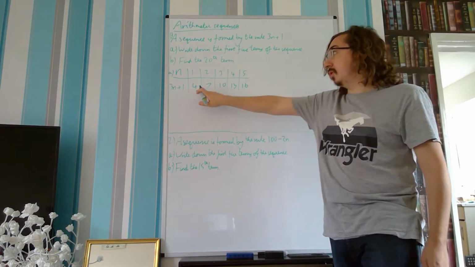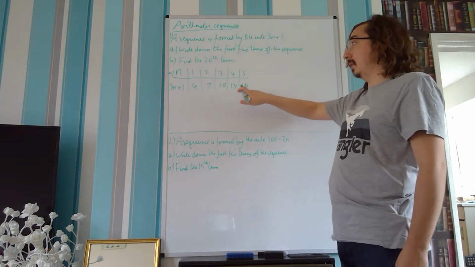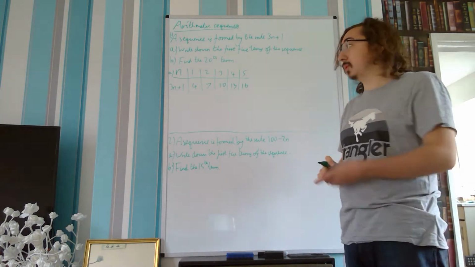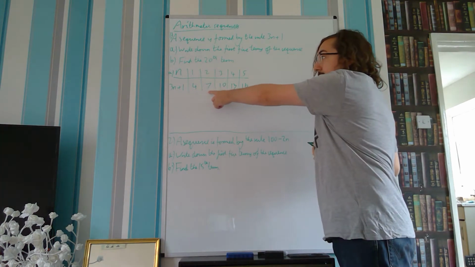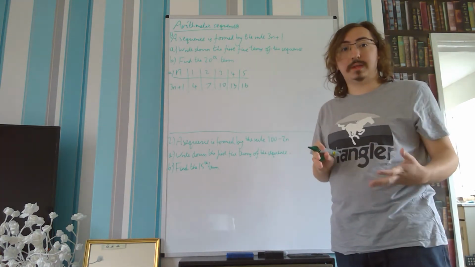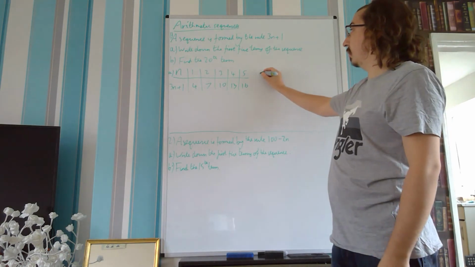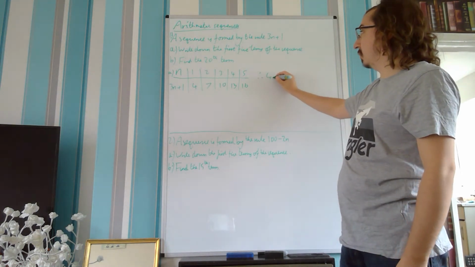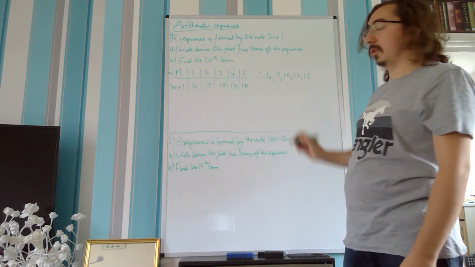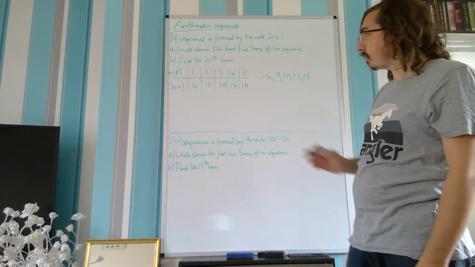Now you should be able to notice that we don't always have to substitute. After you've gotten the first few terms, you can see it's increasing by 3 each time, so you can carry on the pattern indefinitely. So therefore our first 5 terms are 4, 7, 10, 13 and 16.